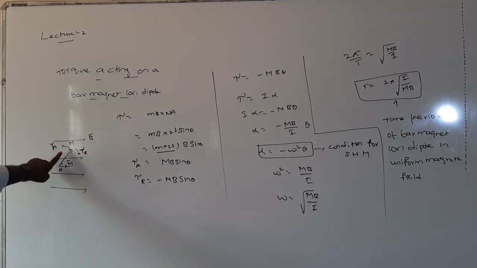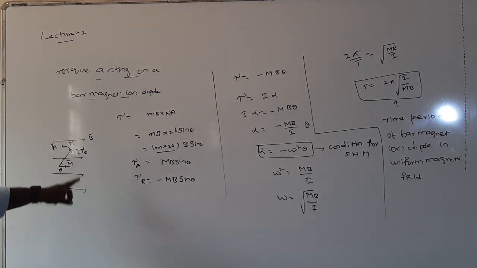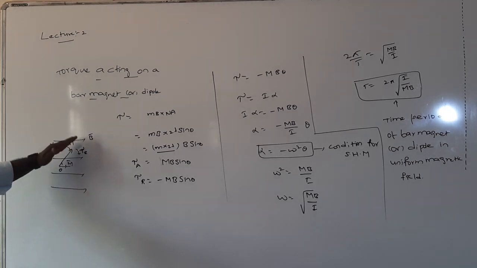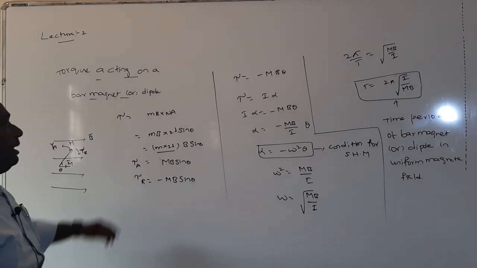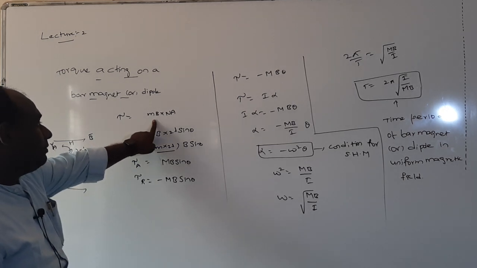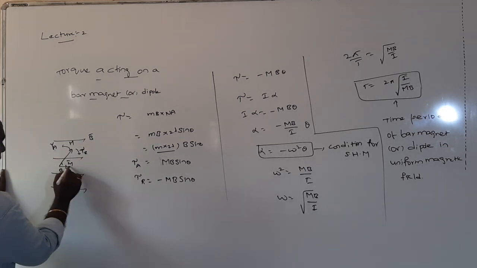So on this needle, two torques are acting: applied torque in the anti-clockwise direction, restoring torque in the clockwise direction. As a result, it experiences torque, and it comes to the mean position. If it is coming to the mean position, what is the torque formula? Tau is equal to either of the forces into the perpendicular distance.